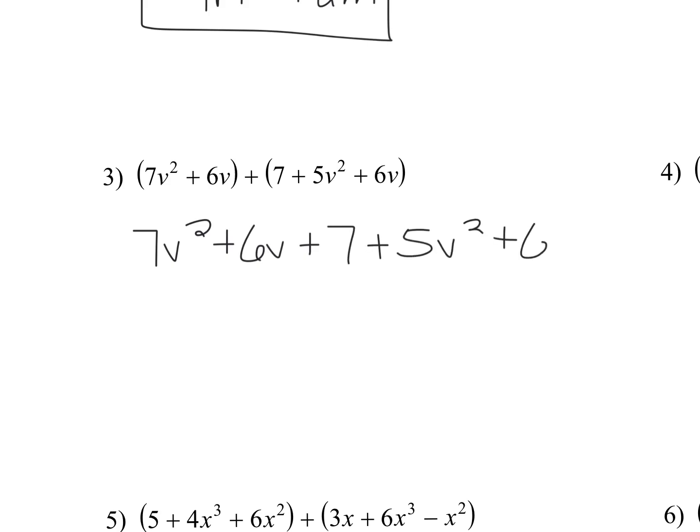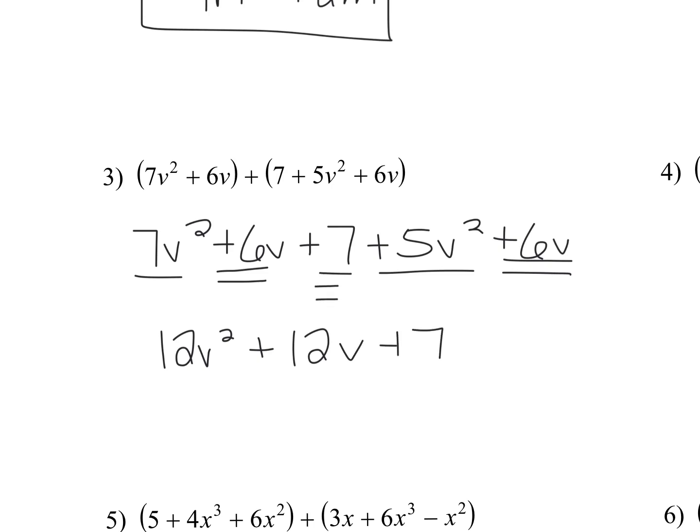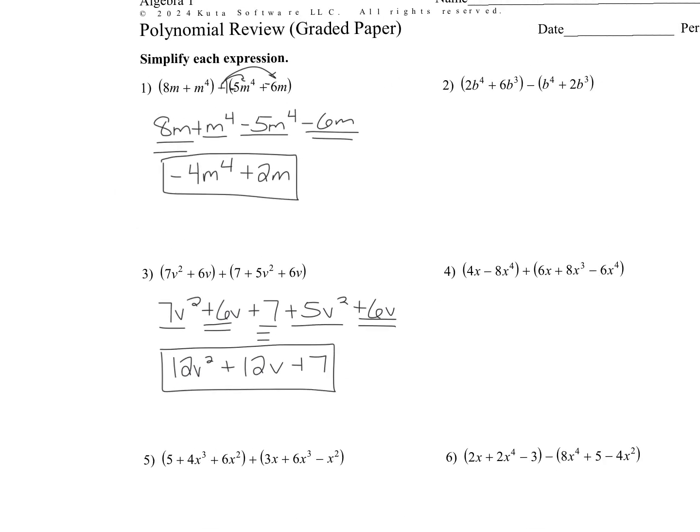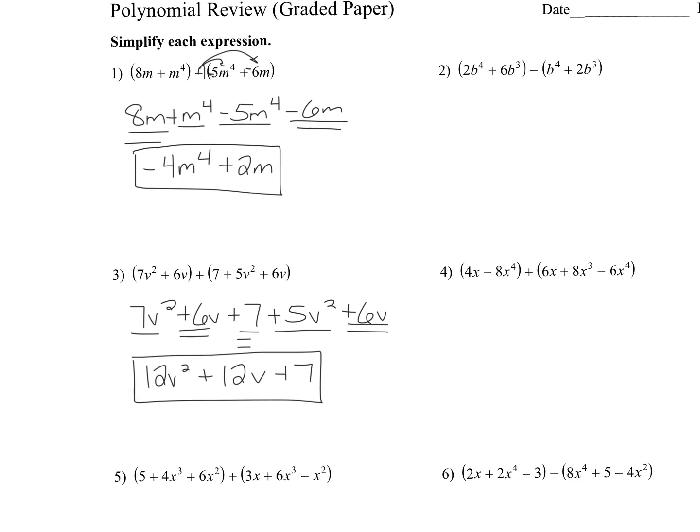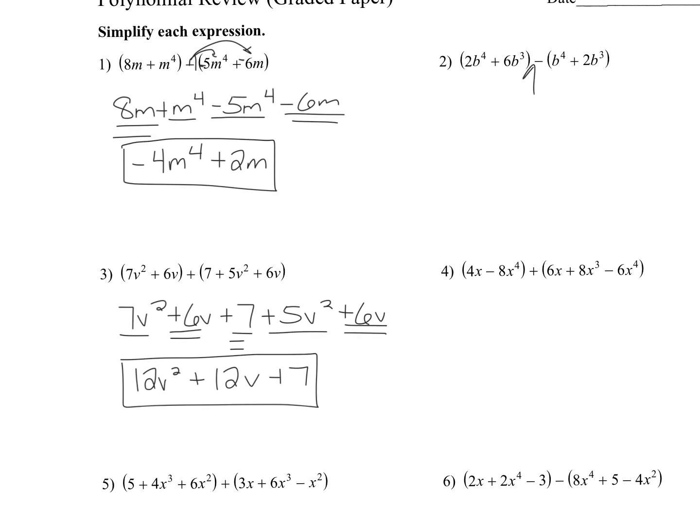So then what do we do from here? Combine like terms, right? So we have 7v squared plus 5v squared. We get 12v squared. Then we have 6v plus 6v, which is 12v. And then we have that plus 7 to tag on. Okay. Any questions with adding and subtracting polynomials? The biggest thing with these is to realize what's in the middle of our polynomials and what's happening. Okay, any questions on those? Can I move on?